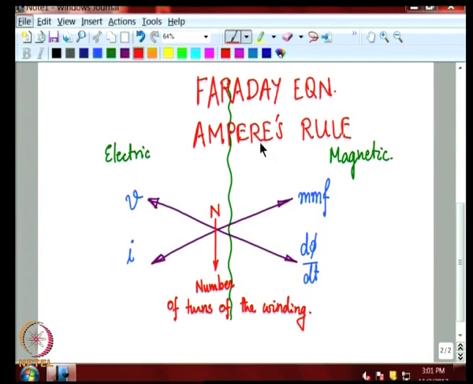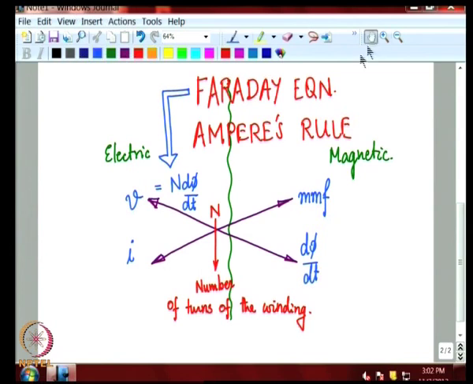So, now coming back to the whiteboard. The N is the number of copper turns which is wound on the magnetic core. And how are these related? V is equal to N times d phi by dt. This is called Faraday's law. The voltage across the winding is equal to N times the rate of change of flux within the core. So, that is the first.